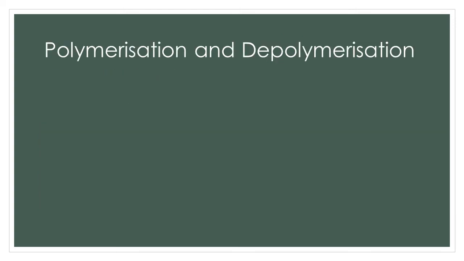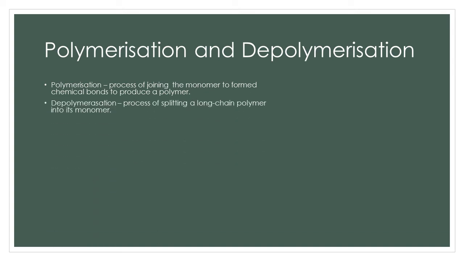Okay, now we learn about the process of polymerization and depolymerization. Polymerization is a process to build up the polymer, whereas depolymerization is the process to break down the polymer. Polymerization is a process of joining monomers to form chemical bonds to produce polymer. And depolymerization is a process of splitting a long chain polymer into its monomers.